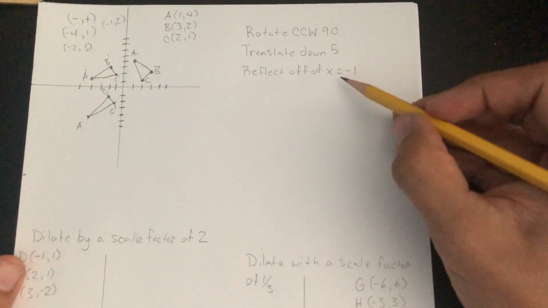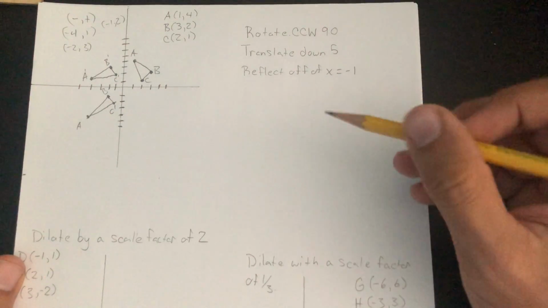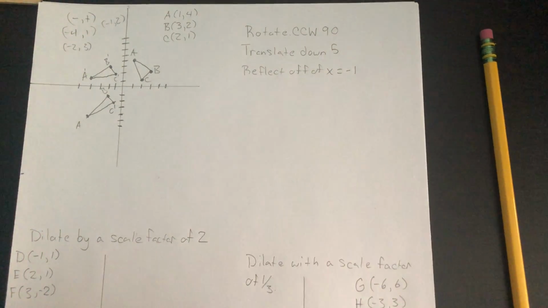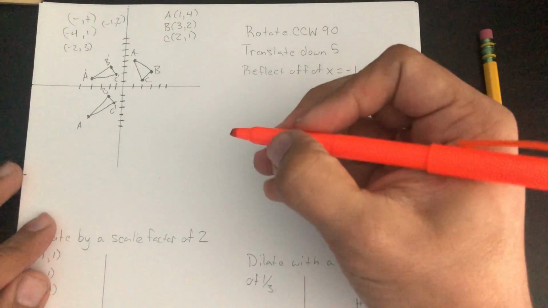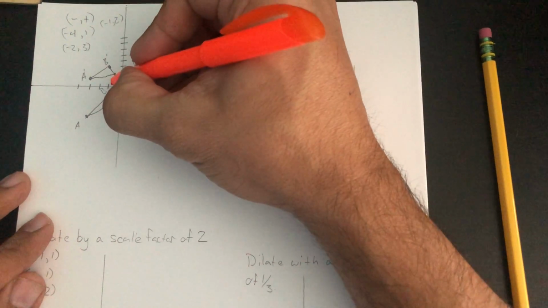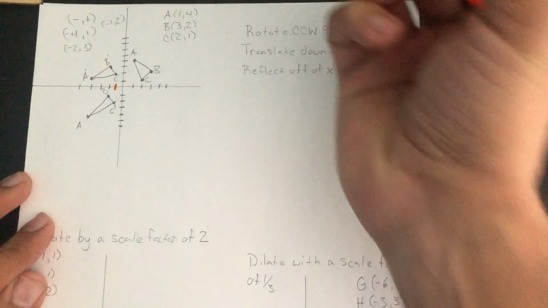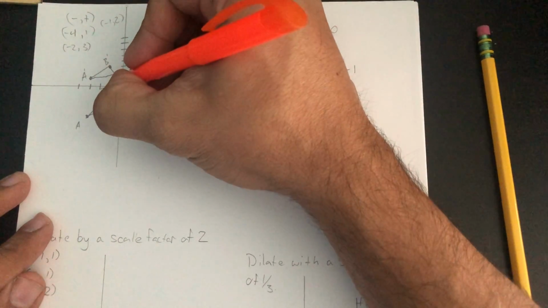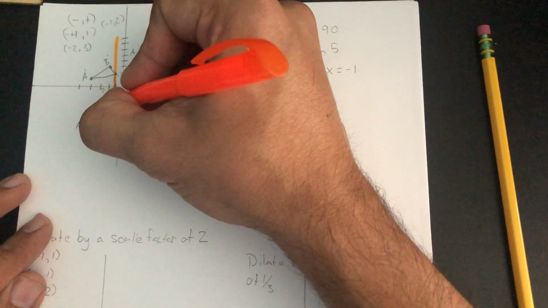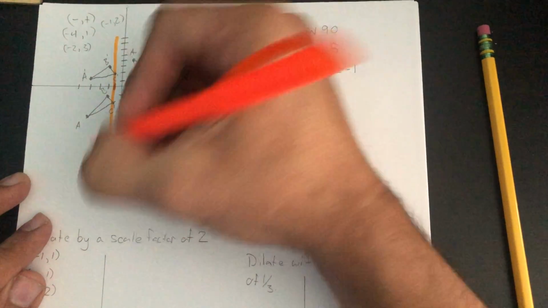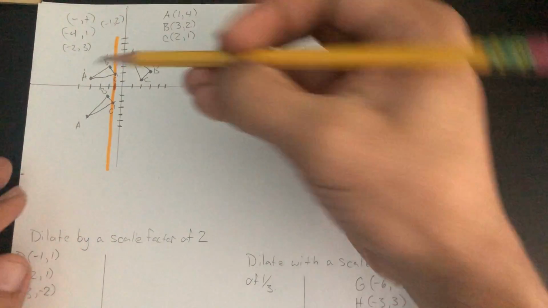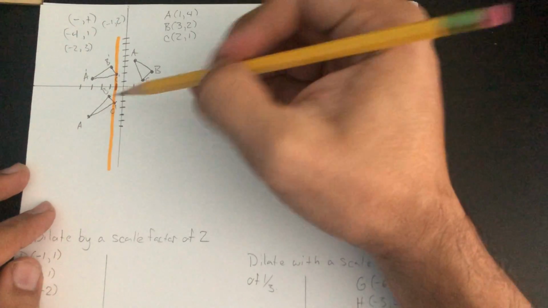Now we're going to reflect it off of x equals negative 1. So x equals negative 1, which I'll draw the graph mirror with orange so then you see it. So the mirror is going to be x equals negative 1. X equals negative 1 is right here. Okay? So this becomes the mirror. This orange line becomes the mirror. So we are going to be counting everything from the mirror and then repeating the process on the other side.